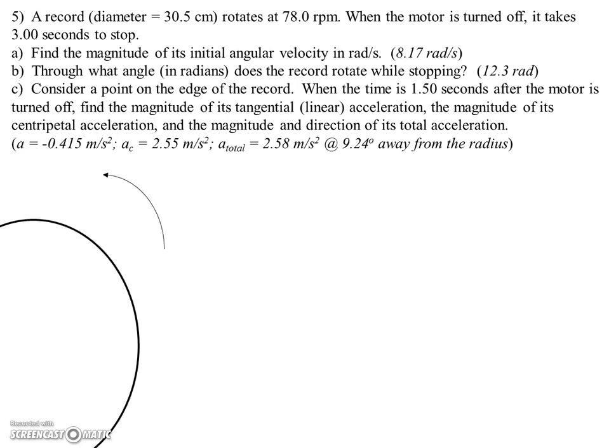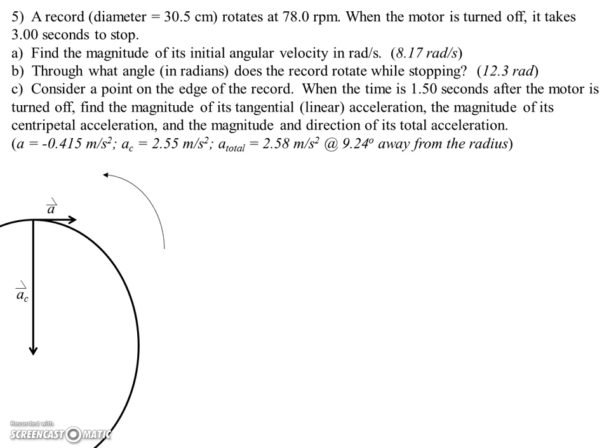Here's a picture to help you visualize. We're looking down at the record. We'll say that maybe it's going in a counterclockwise rotation, and we'll pick a point on the edge. We'll draw the vectors for the two different types of acceleration. So here's the tangential acceleration, pointing backwards, right? It's rotating this way, and of course the tangential acceleration is going to point opposite to motion. Here's the centripetal acceleration. You'll recall, of course, centripetal means center pointing, so of course it points to the center.